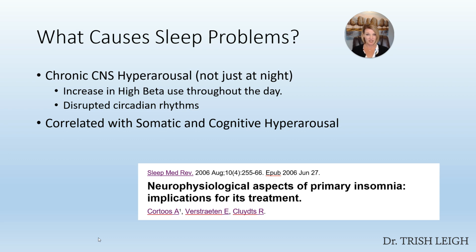So that will be physical tension, someone who's using their body a lot, someone who moves around a lot. Cognitive hyperarousal is someone who thinks all the time or who has mental obsessions, as sometimes people call it. So the key to fixing sleep problems is bringing the energy in the brain down overall throughout the day so that that person can shift into sleep at night.